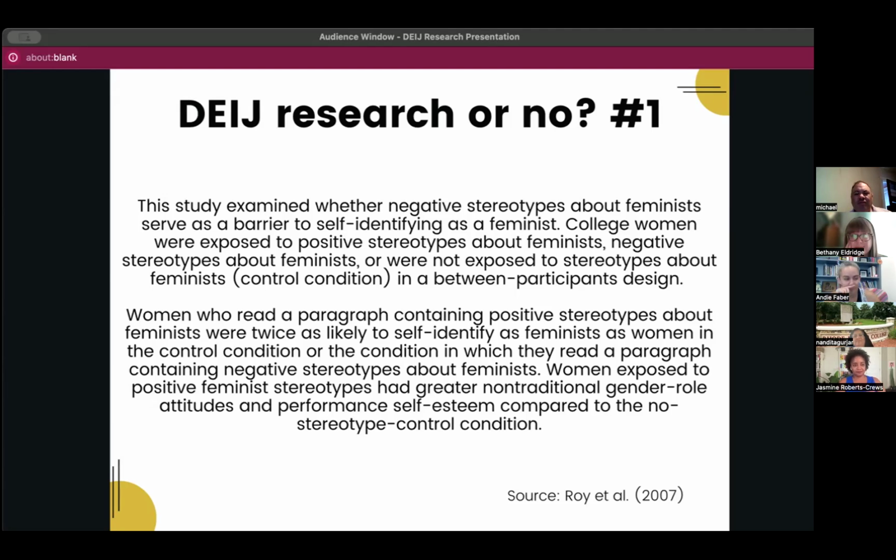I mean, if you can prove that negative stereotypes about feminists serve as a barrier to self-identifying as a feminist, you can get funding to help foster positive feminist awareness campaigns, for example. You know what I mean? Just the first thing off the top of my head. So it can do good. Okay, I hear you.